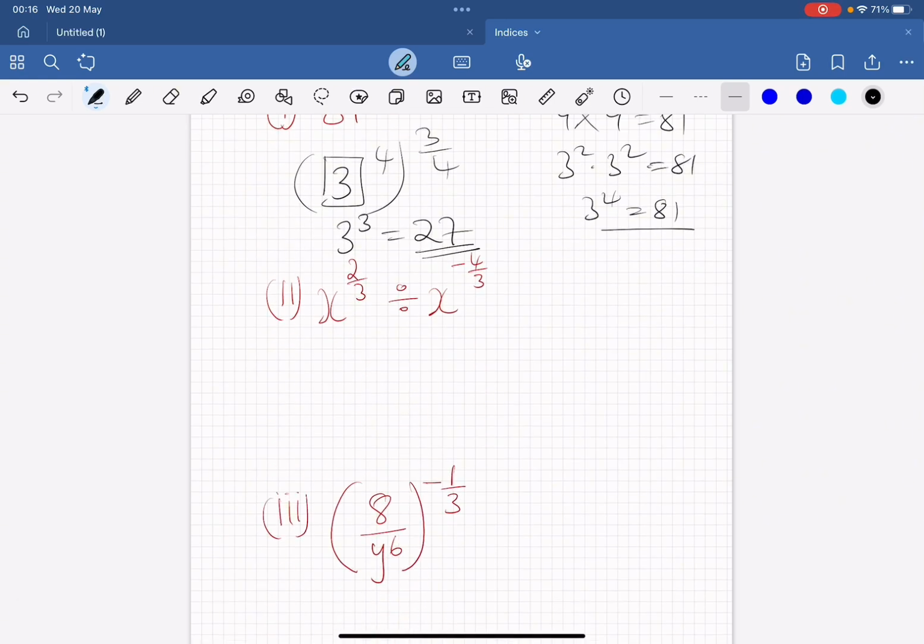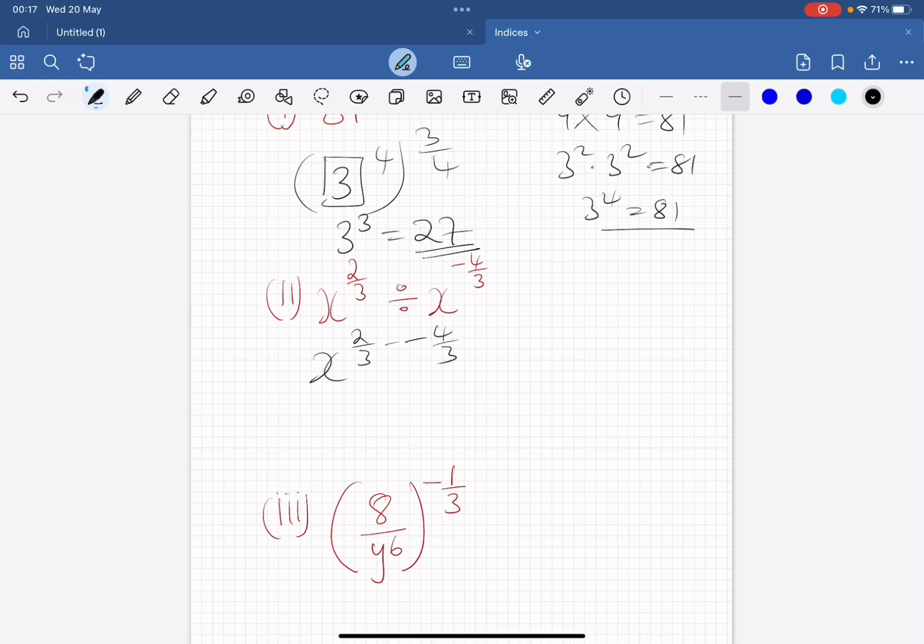The question says x to the power 2 over 3 divided by x to the power negative 4 over 3. When it's like this, I am simply going to recall that when I have a division sign, it basically means I should subtract the powers. So this is going to be 2 over 3 minus negative 4 over 3. It is often a student error to forget this negative when they have included this negative.